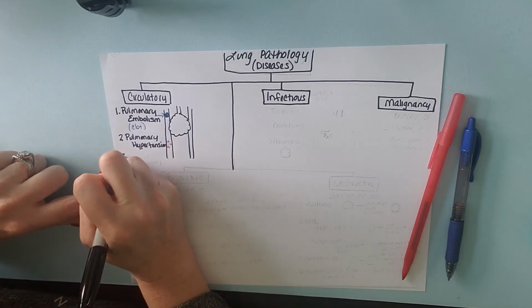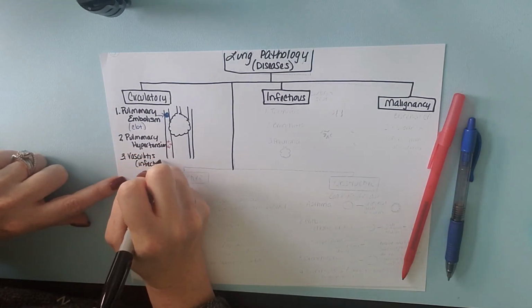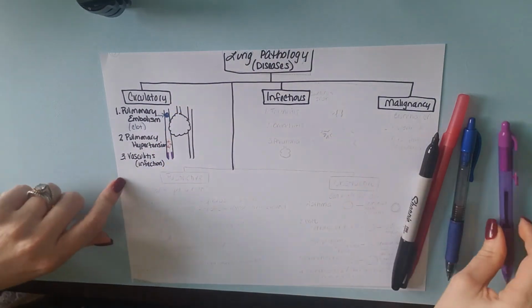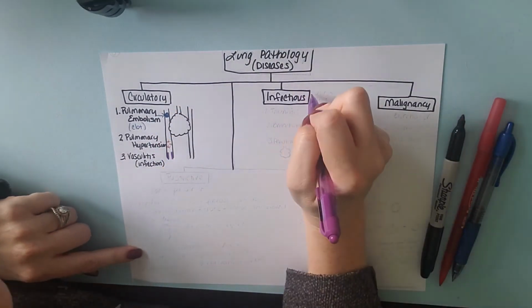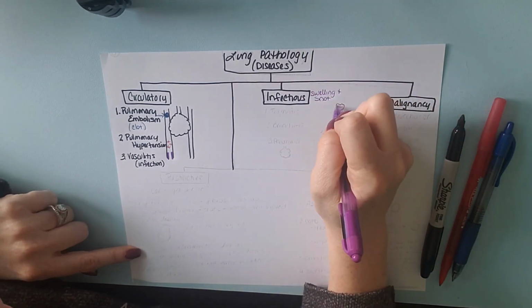Lung pathology, there's a few different types. There's circulatory pathology, which can be a pulmonary embolism, which would be a clot, pulmonary hypertension, or vasculitis, which would be an infection. All of those would not be able to accept oxygen into the blood.